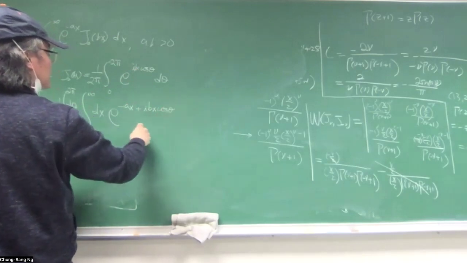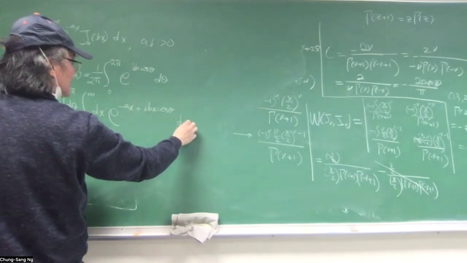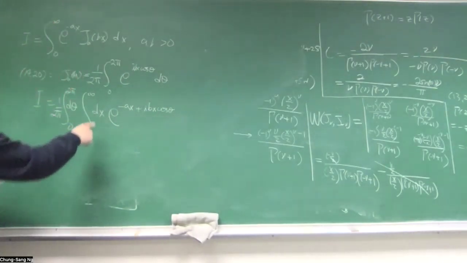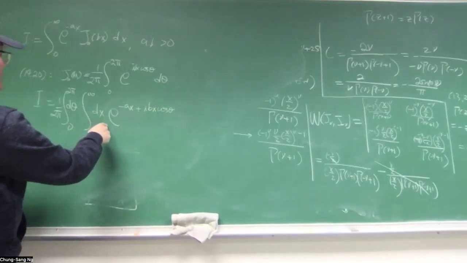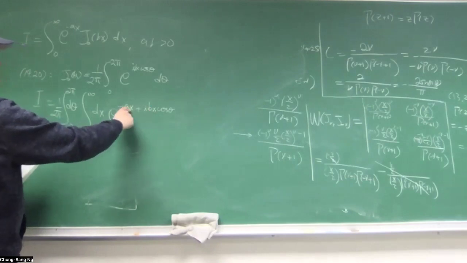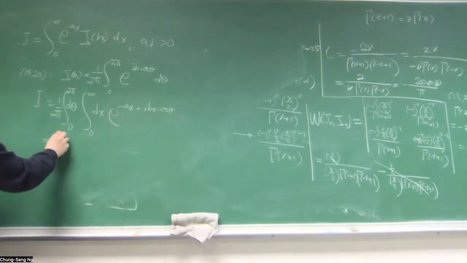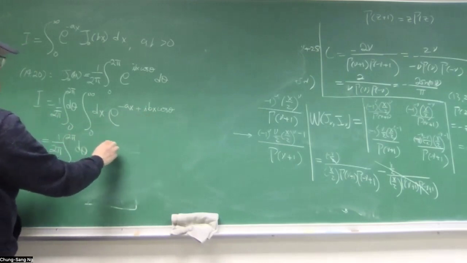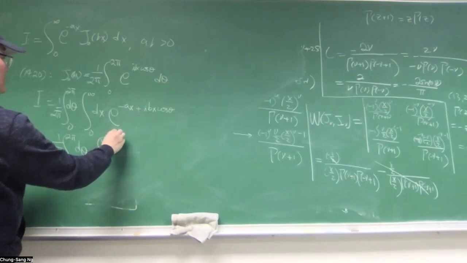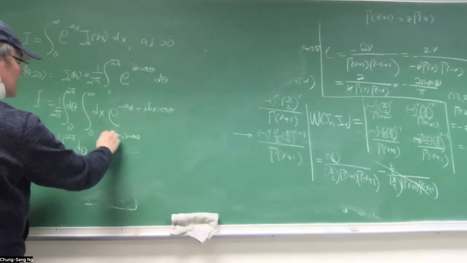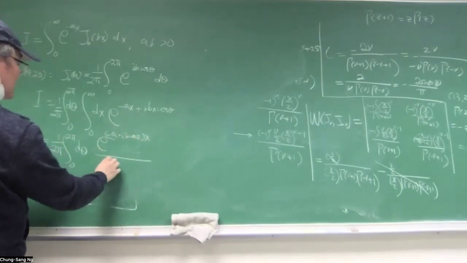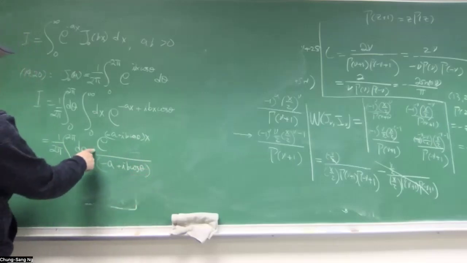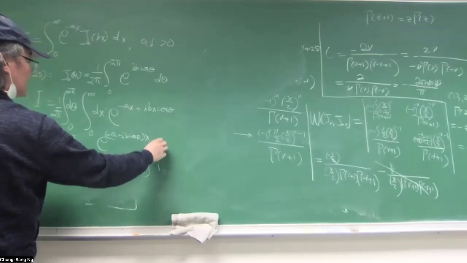It's an integral. And I mean, what you have dx over here. So you pull out the common x here, so this will give you the same exponential function, basically minus a x plus b cosine theta times x, and then divided by minus a plus b cosine theta. And evaluate to infinity.